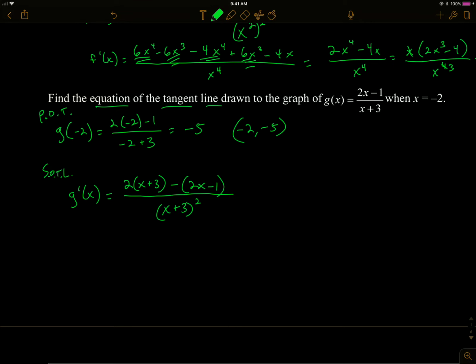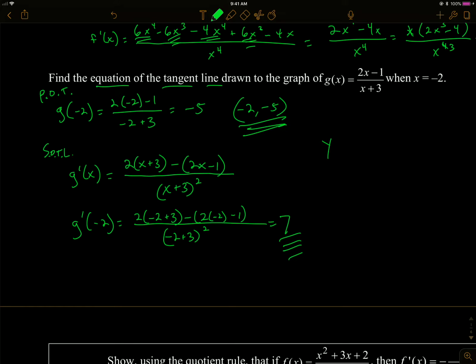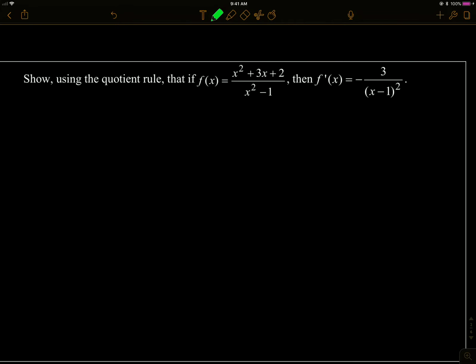So now, normally we say we're going to simplify. I don't need to simplify here. If I'm plugging in an x value, it's best to just plug it in. Forget about the simplification piece. So I've got 2 times negative 2 plus 3 minus 2 times negative 2 minus 1 all over negative 2 plus 3 squared. And that all should work out to be a slope of 7. So now using my point of tangency and my slope of the tangent line, I could write the equation of the line. That's the equation of the tangent line.